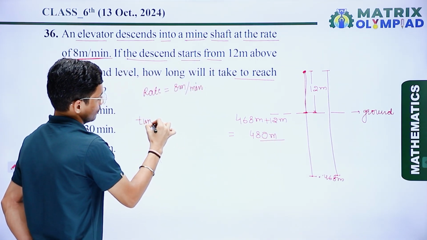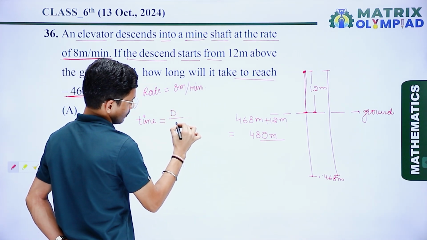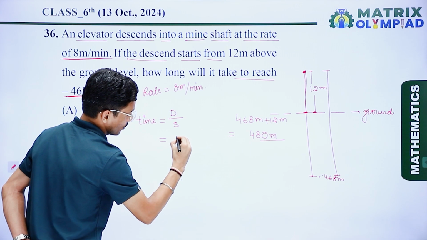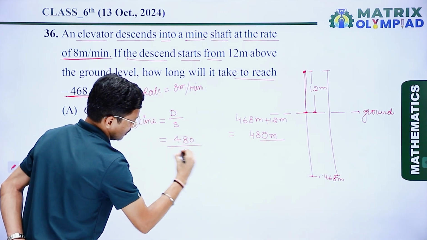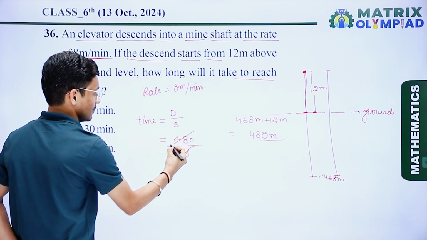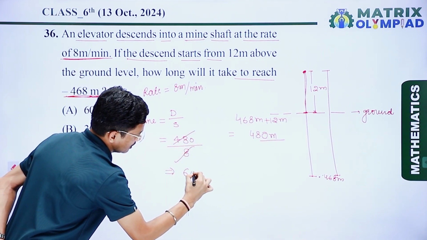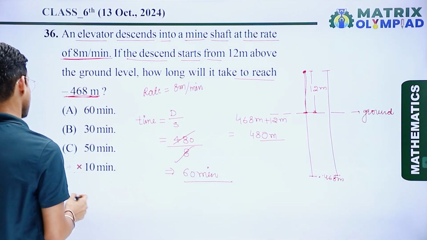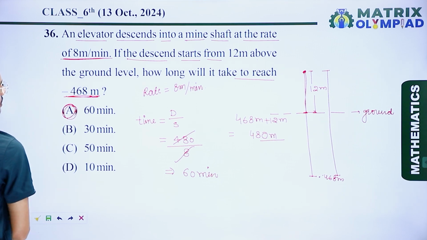Now here we have to find time. So time is equal to distance upon speed. So here we have given distance, that is 480 meter, upon speed, that is 8. So if I cut this, 6 8s are 48. So here I get 60 minute. So check which option is correct here. So here option number A is the correct answer.